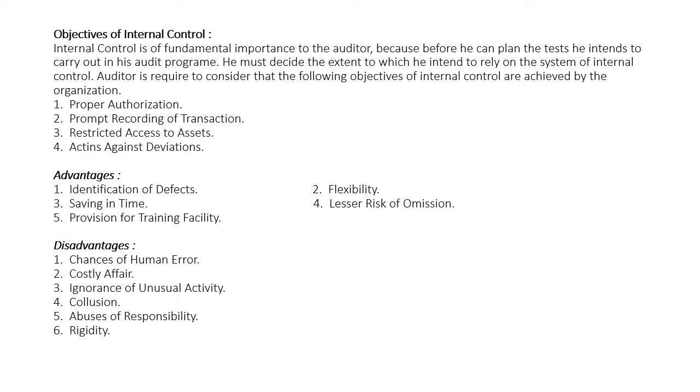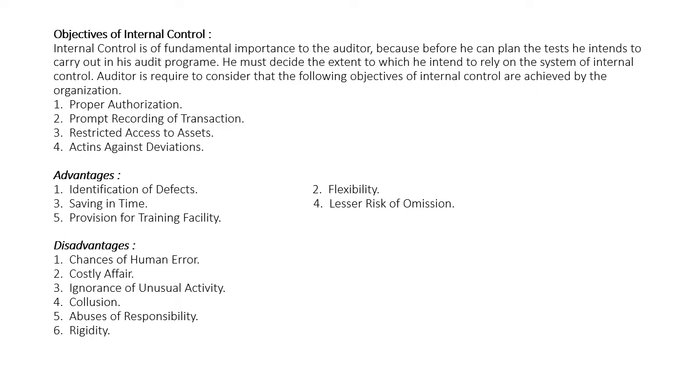After discussing these basic elements of internal control, the next aspect is objectives of internal control. Internal control is of fundamental importance to the auditor because before he can plan the tests he intends to carry out in his audit program, he must decide the extent to which he intends to rely on the system of internal control. The auditor is required to consider whether the following objectives of internal control are achieved by the organization.